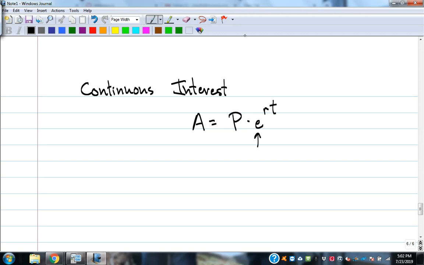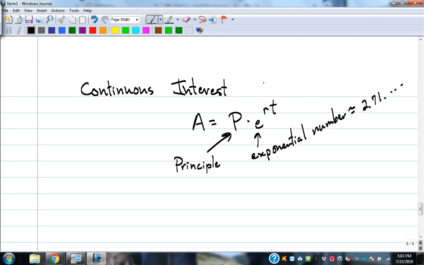That is not a variable e. That's the exponential number. It's about 2.71 and then a bunch of decimals after that. And I'll show you where we can get that with our calculator. Same idea. But the P is still the principal investment. The R is still our rate. And that's still our time. All that stuff is the same.